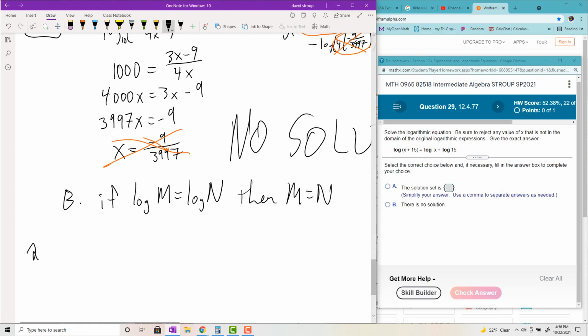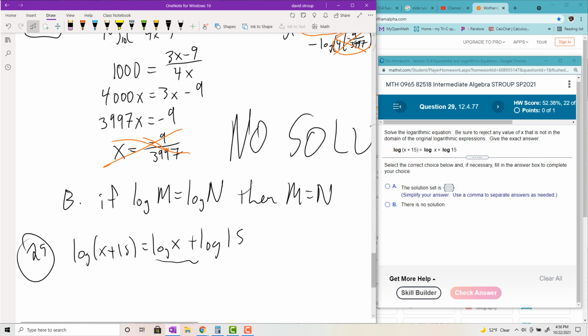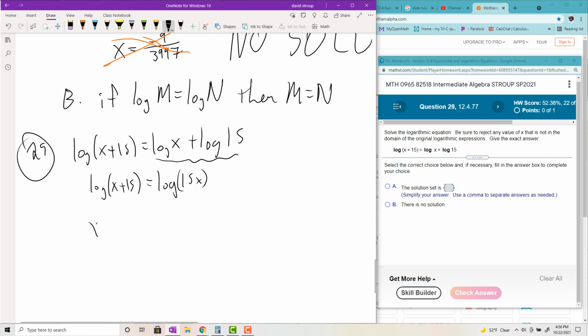So here at 29, I've got log of x plus 15 equals log of x plus log of 15. First I'm going to combine these two with the product rule. And then you can equate the guts. You could say x plus 15 is equal to 15x. Move the x over, you get 14x equals 15, so x equals 15 over 14.